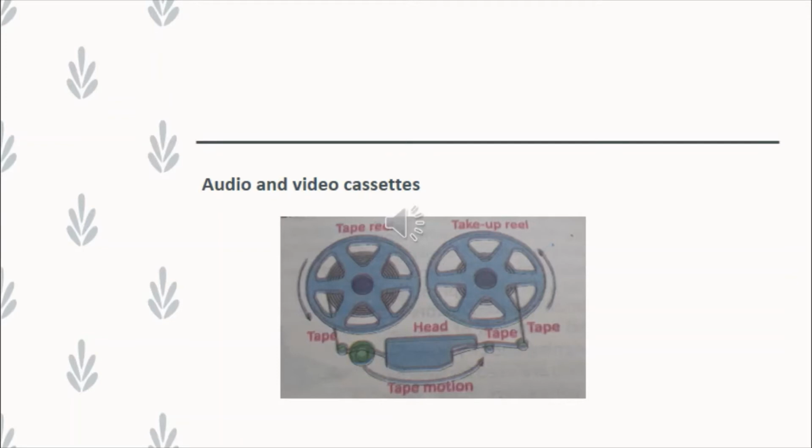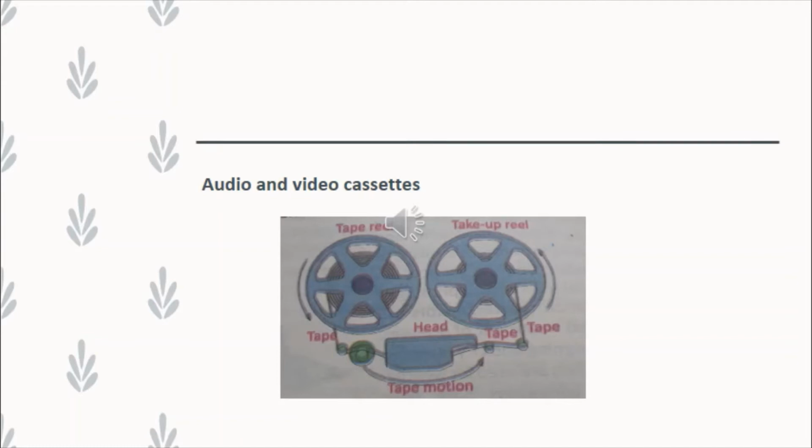Now what happened? The microphone firstly changes the sound waves into electrical pulses which are amplified by an amplifier. The magnetic tape is moved across the head of the audio cassette recorder, which is in fact an electromagnet, as shown in the figure given to you.